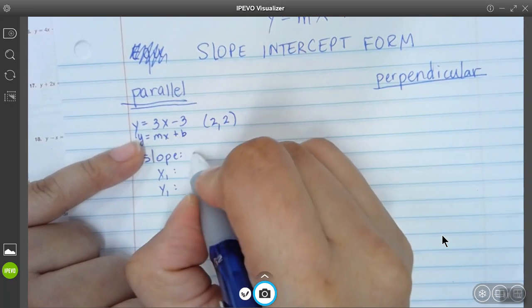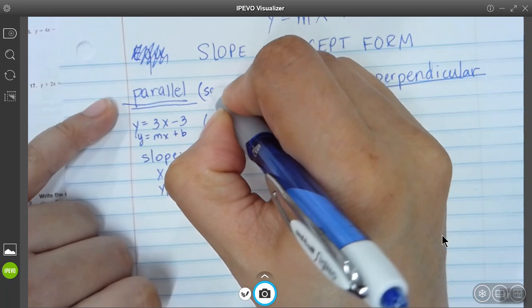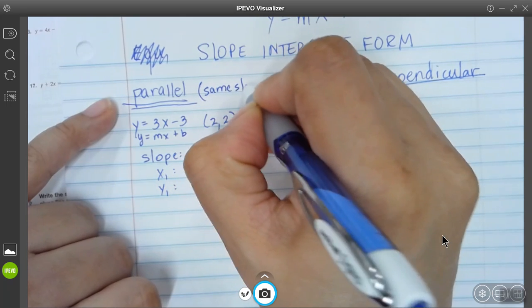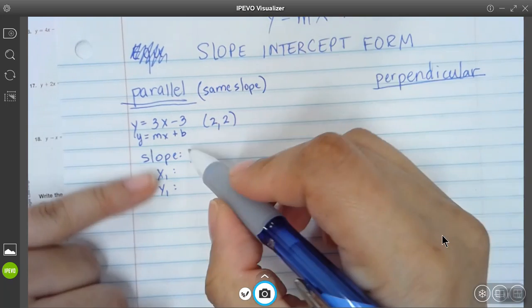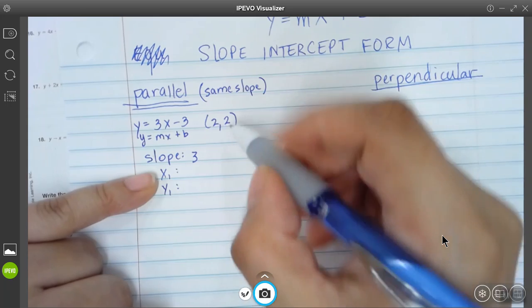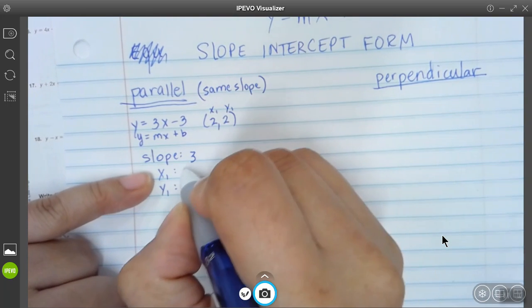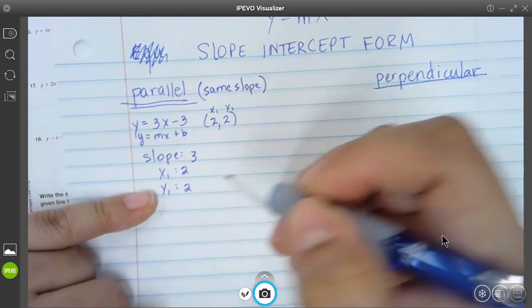This line has a slope of 3, and since we want the line to be parallel, they're going to have the same slope. So that means the new line is also going to have a slope of 3. It has to go through this point, so this is your x1 and your y1. x1 is 2, y1 is 2.